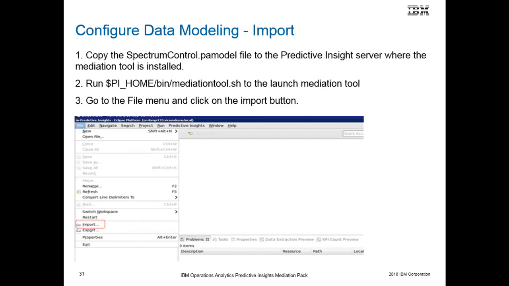The next step to perform is to configure the data modeling by importing the model file into the Predictive Insights server. First, copy the PA model file to the Predictive Insights server where the mediation tool is installed. Then change to the $PI home bin directory to launch the mediation tool, and go to the File pull-down menu and click on the Import button as shown on the slide.